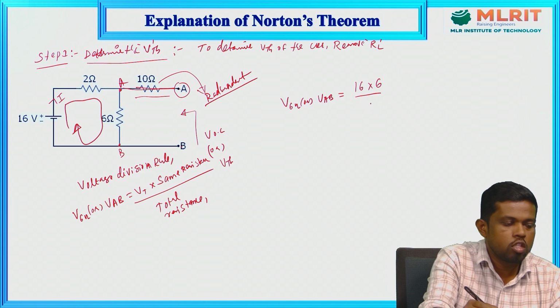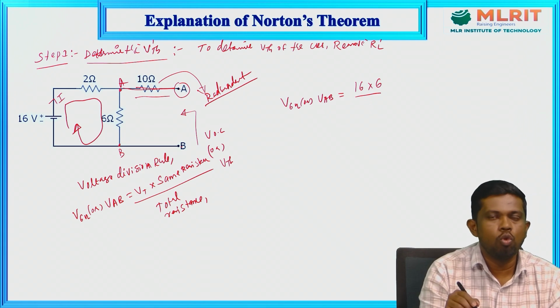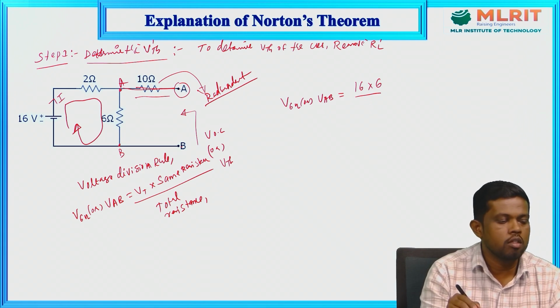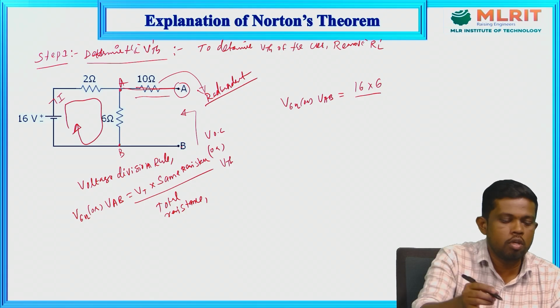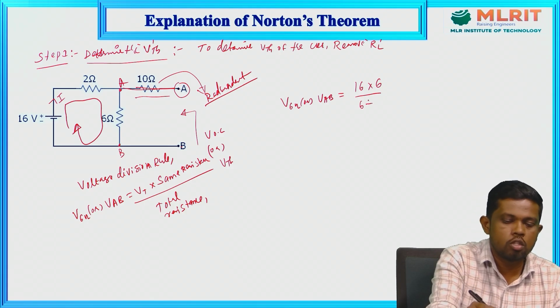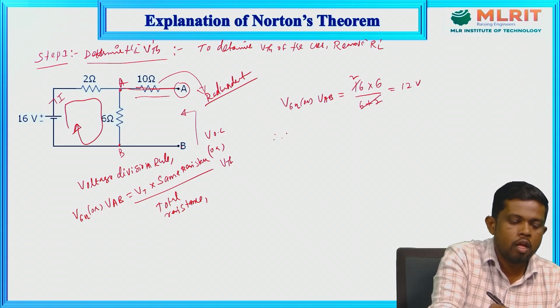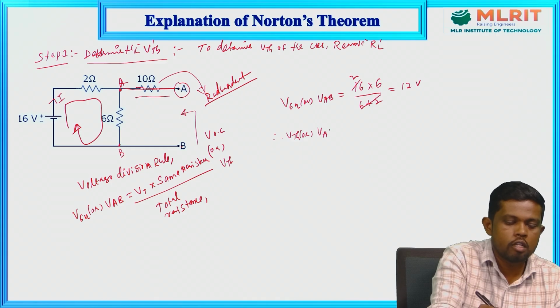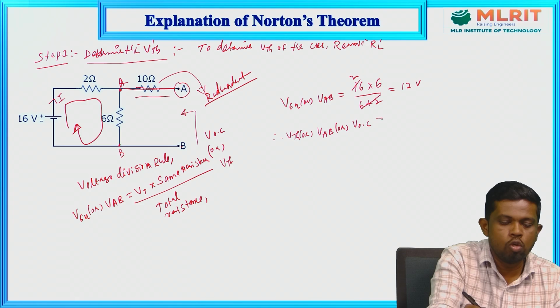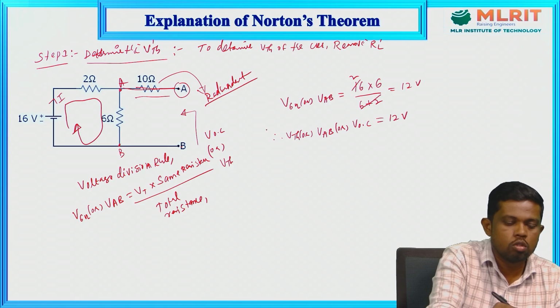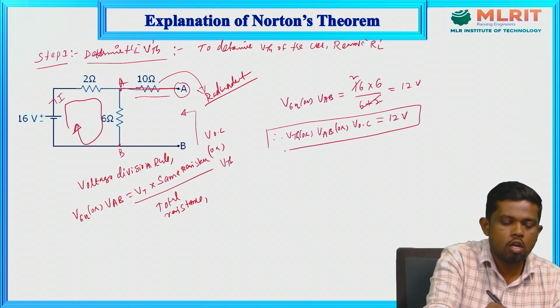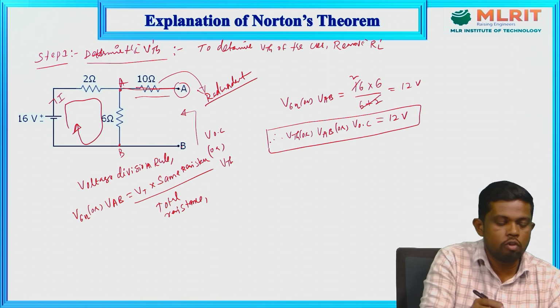Divided by the total resistance means, whatever the elements are dividing the voltage, the combination of those elements is simply called the total resistance. That is 6 plus 2, which is 8. Then we get 12 volts. Therefore, the VTH or VAB, also known as the open circuit voltage, is how much? That is 12 volts. So this is one procedure to get the VTH of the circuit.